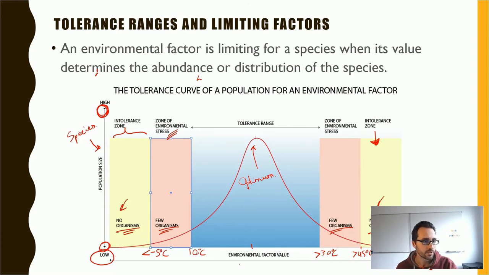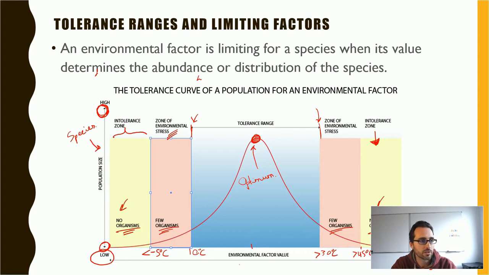So the tolerance range is this zone that starts at this point, between 10 degrees and 30 degrees. I'm inventing this just to show you an example. And in the middle, you're going to find the maximum amount of individuals for this species. So this is the meaning of the tolerance range: the place in which the environmental factors are adequate or optimum for the reproduction of the individuals that belong to a specific species.